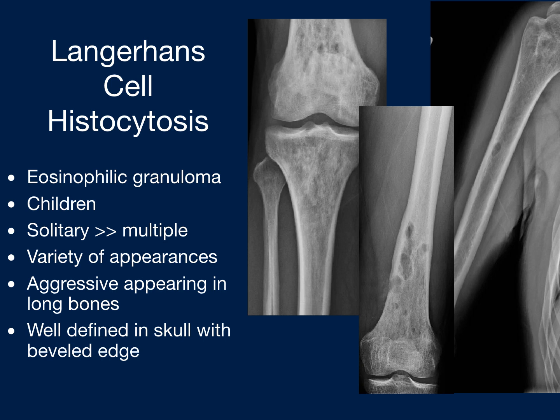It can appear very aggressive, especially in long bones, whereas in the skull it has the characteristic well-defined lesion with a beveled edge. And this is a lesion that you should consider in kids, just like you consider metastatic disease in adults. In just about any lesion, think of this.